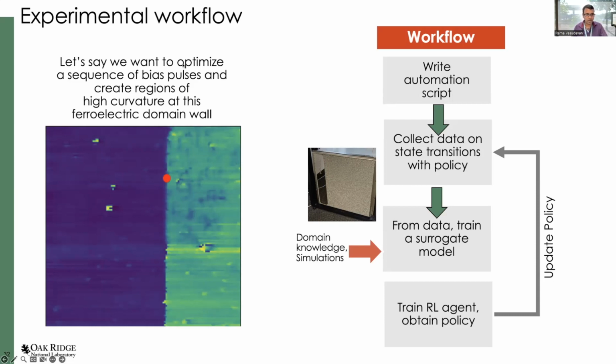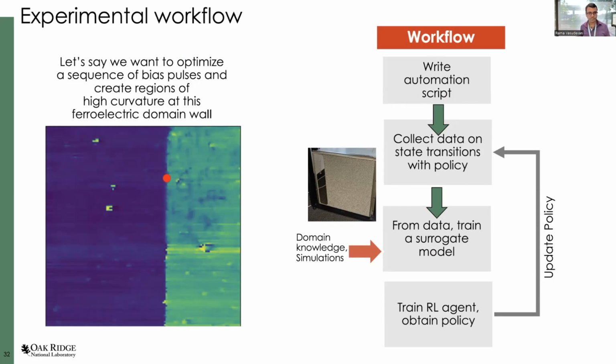So let's say that we want to optimize a sequence of bias pulses and create regions of, let's say, high curvature at the ferroelectric domain wall. Well, how would we do this, right? So we have a state. In other words, we have what our image of the current domain wall looks like. And then we have some actions that we can take. We can move the tip to different positions. We can change the voltage that we are applying, and we can change the bias pulse width. In other words, how long we apply the voltage for, and then we can image again.